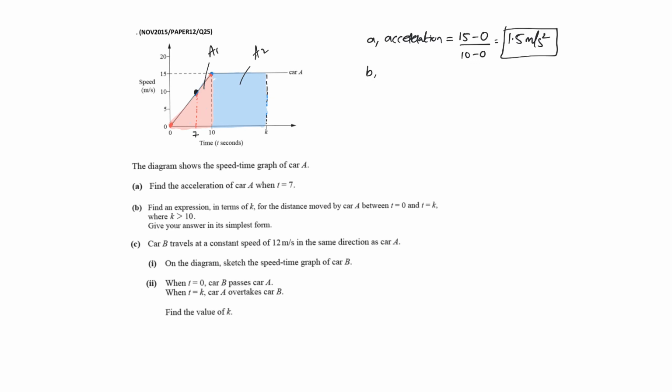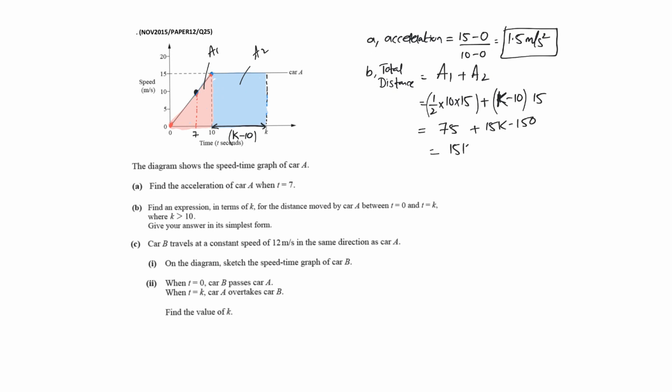So if I were to make an expression for the total distance, I'll have to calculate area 1 as well as area 2. Area 1 can be calculated by the triangle area formula, which is half times base times height, and area 2 can be calculated in terms of k because we don't know the value of k yet. So this distance is k minus 10 and the height is 15. So k minus 10 times 15. Now you can simplify this further: 15k minus 150, and you should be able to get 15k minus 75. This is the expression for the total distance traveled by car A from t equals 0 to t equals k.